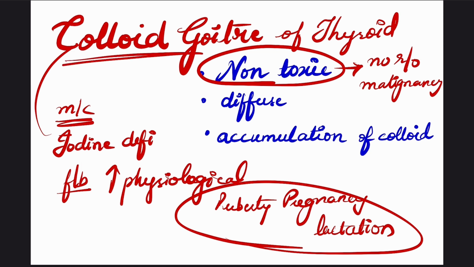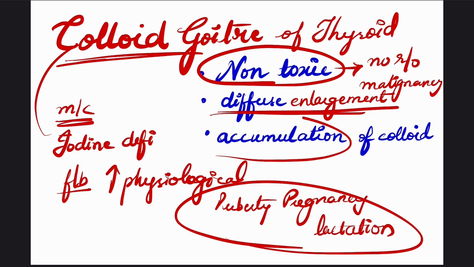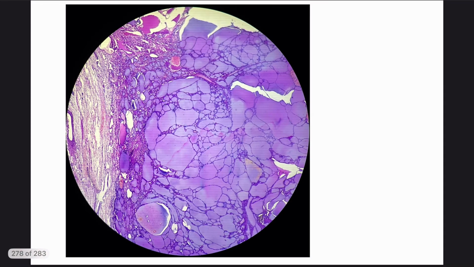So the colloid goiter of thyroid is characterized by diffuse enlargement of the entire thyroid gland, unlike multinodular goiter, wherein you can find multiple nodules on the surface. Whereas in colloid goiter, there's diffuse enlargement of the thyroid, and it occurs because of accumulation of colloid within the follicles. So this is the histopathology of colloid goiter in a scanner view.